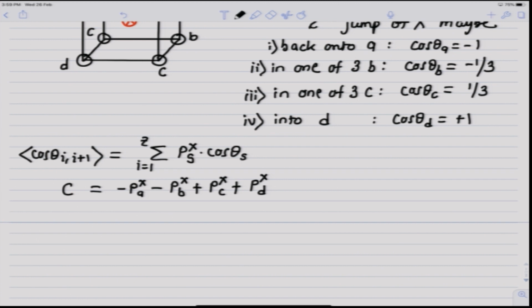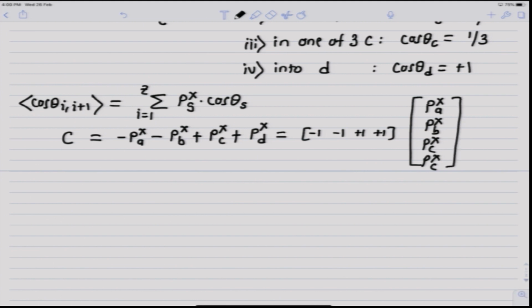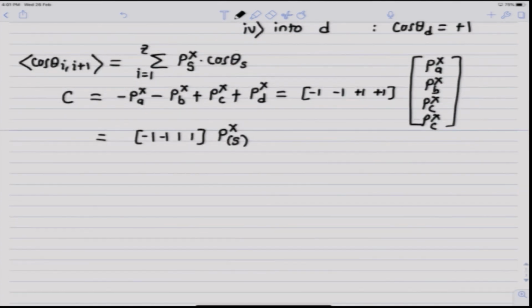And so, now we need to evaluate the Px of S for each of the A, B, C and D. This can further be written as the row matrix of minus 1, minus 1, plus 1, plus 1, and the column matrix of Px A, Px B, Px C, Px D. And this matrix can be denoted as Px of S. Now, we need to evaluate Px of S. Px of S is the probability that the atom X jumps into site S for its second jump.